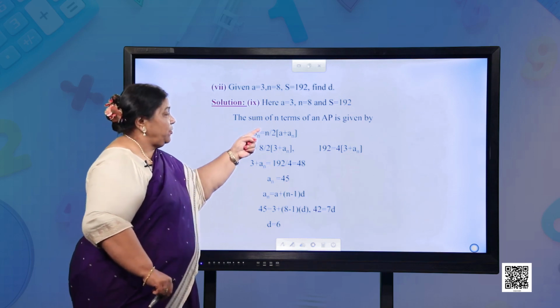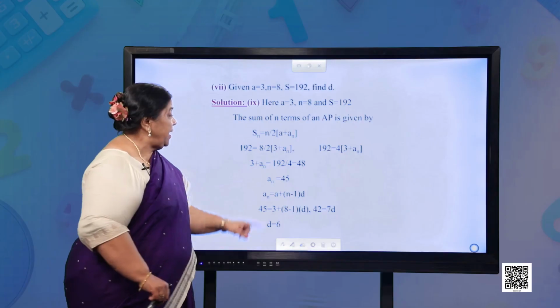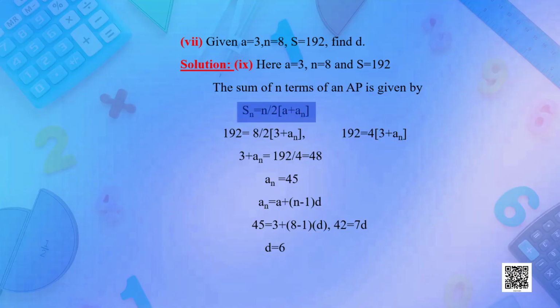So, we have the formula: the sum of n terms of an AP is given by Sn is equal to n upon 2 into a plus an. On substituting the values, 192 is equal to 8 upon 2 into 3 plus an. So, 192 is equal to 4 multiplied by 3 plus an, which can be simplified further as 3 plus an is equal to 192 upon 4, that is equal to 48. So, an is equal to 48 minus 3, that is 45.